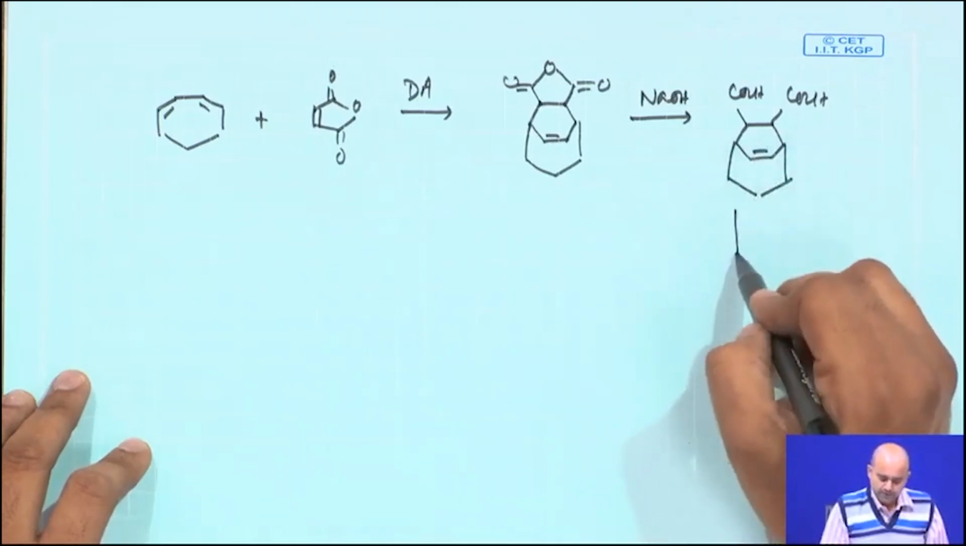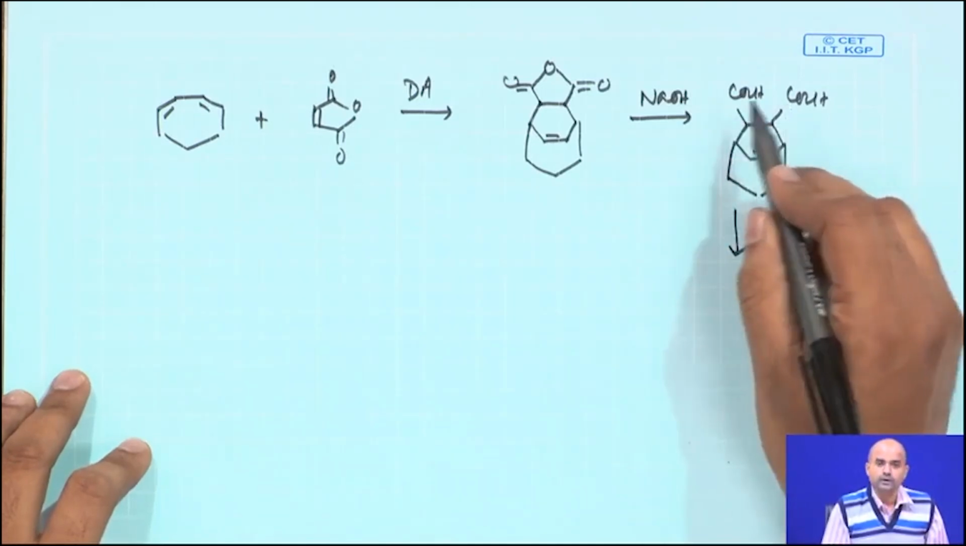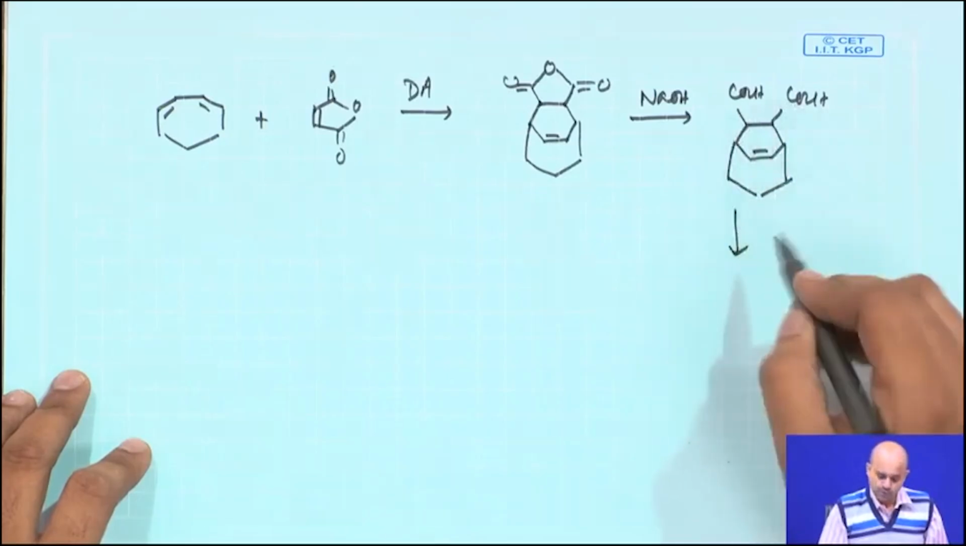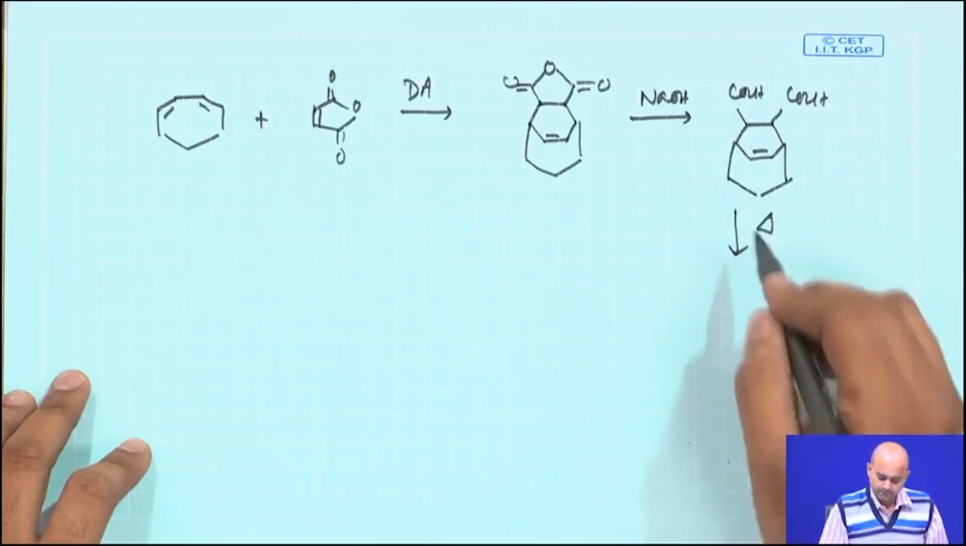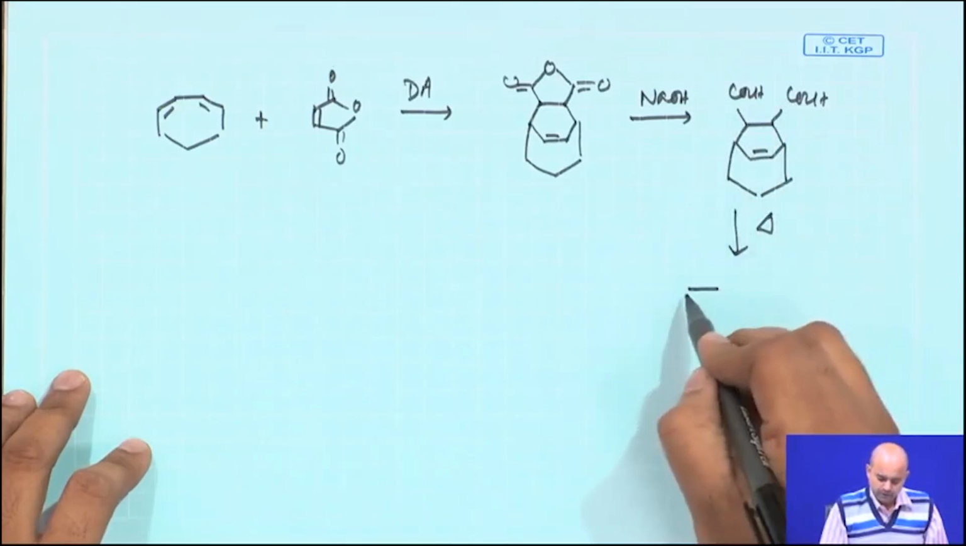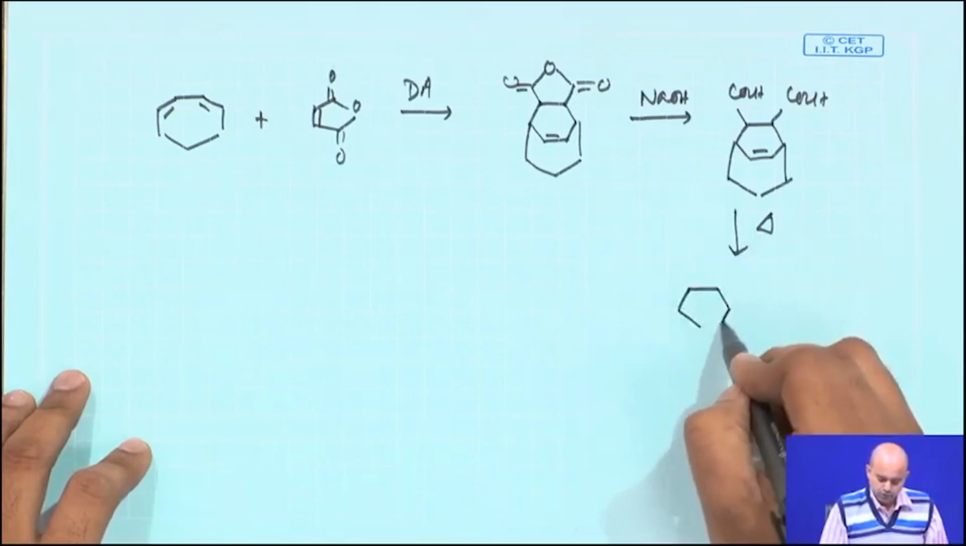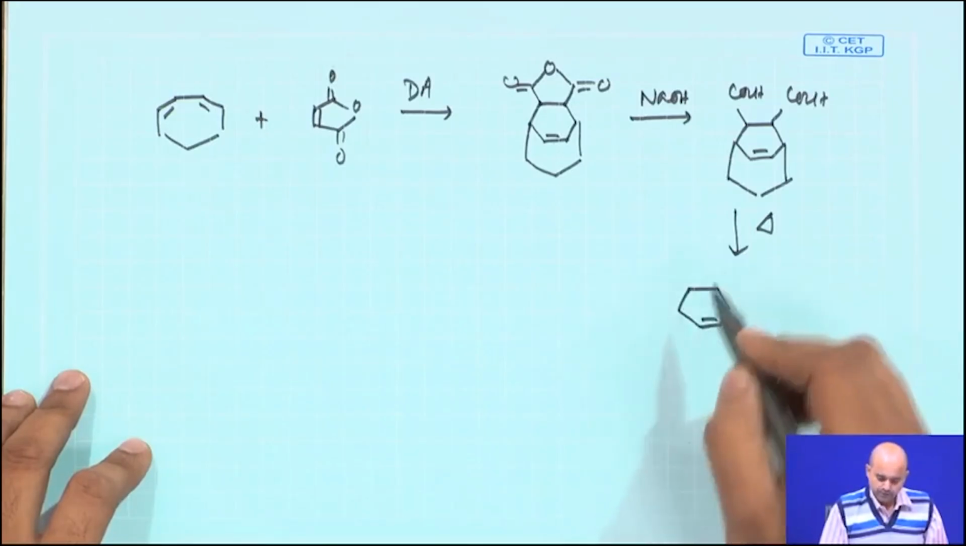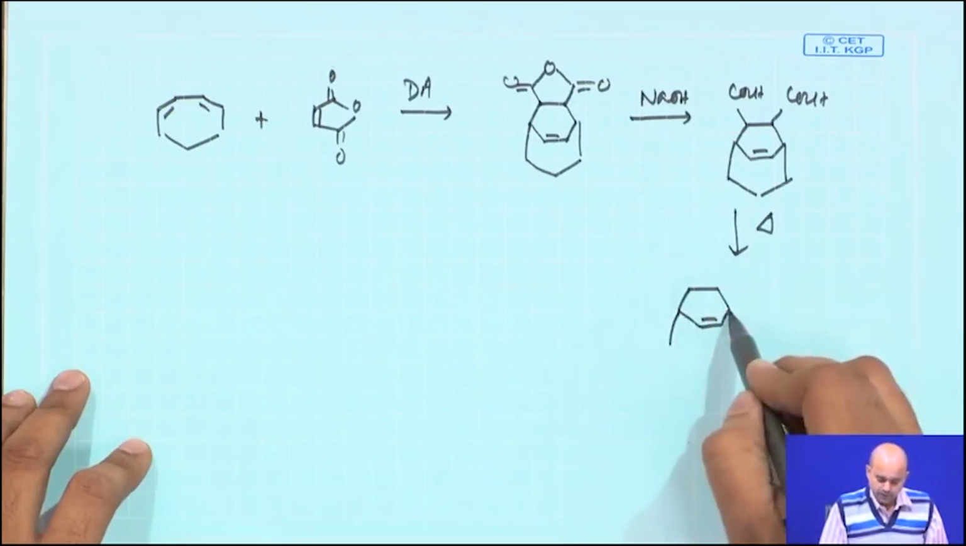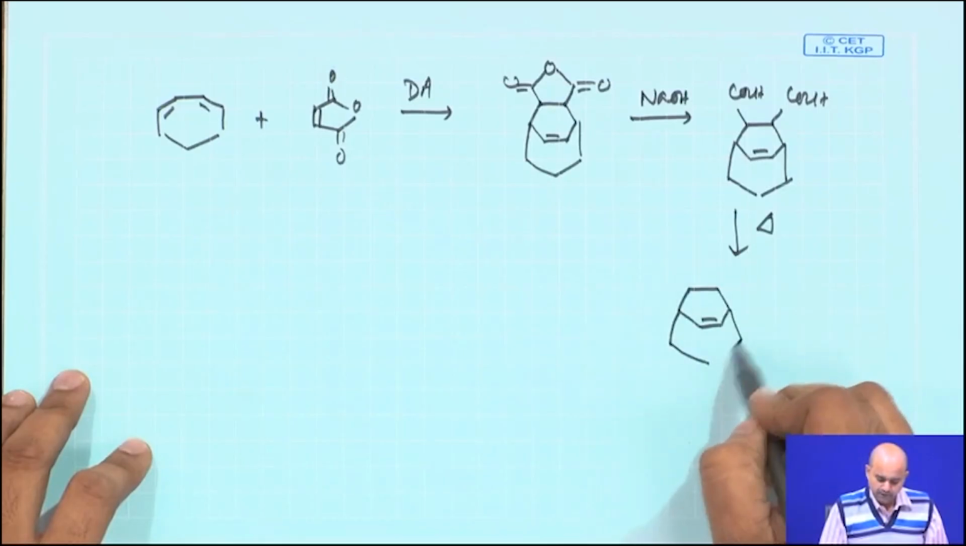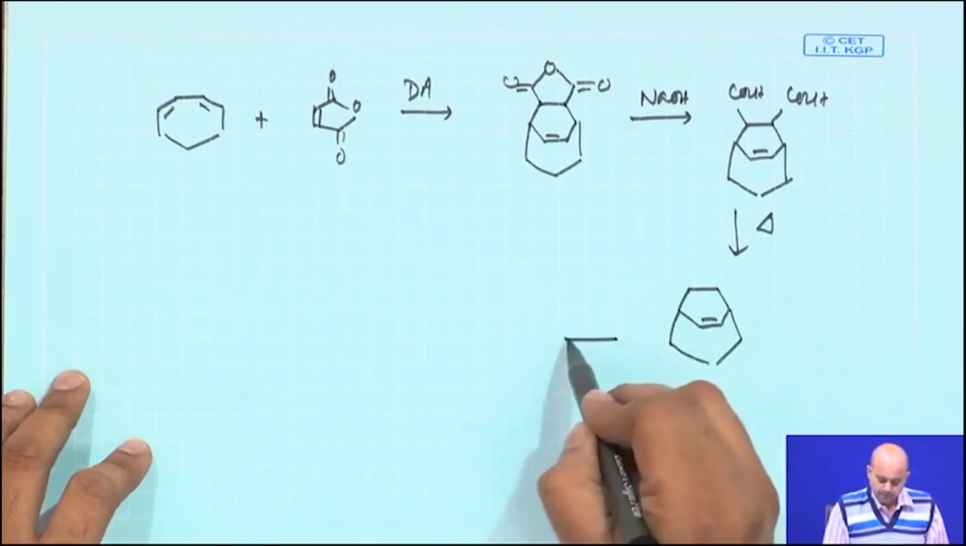Now, the synthetic step demands that this carboxylic group needs to be removed. You do a very strong heat to decarboxylate those two carboxylic acid groups. Eventually, these two carboxylic acid groups also serve as a redundant functionality. Now, here you come here.